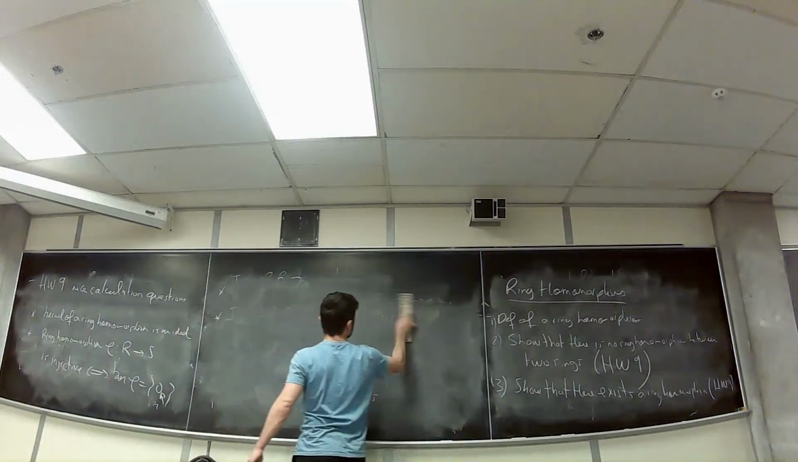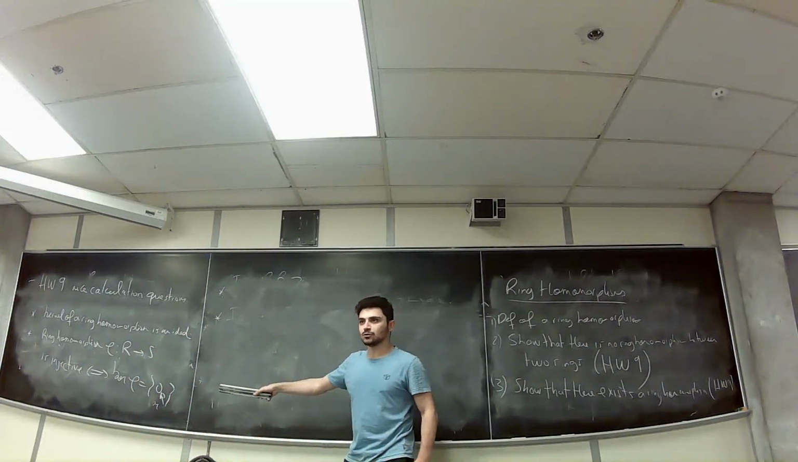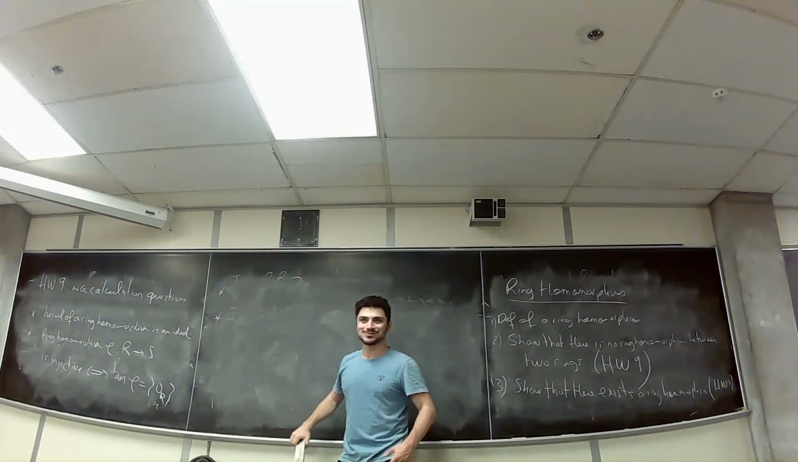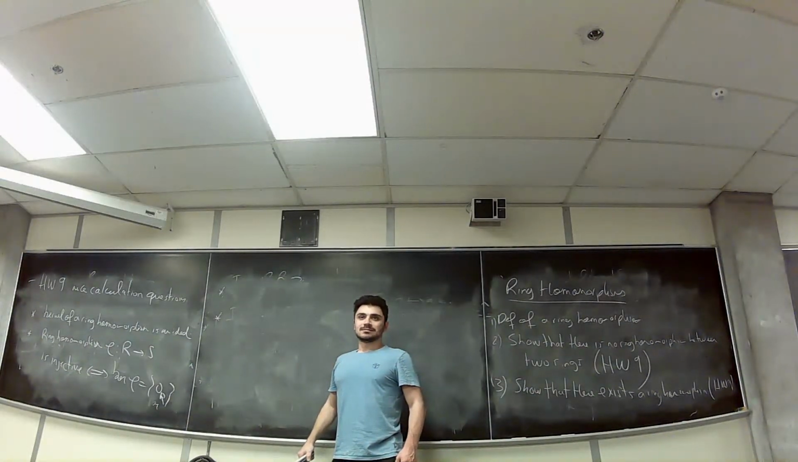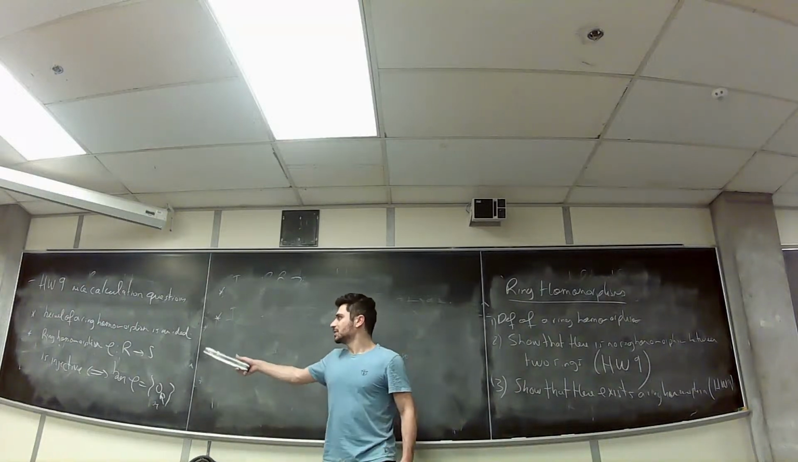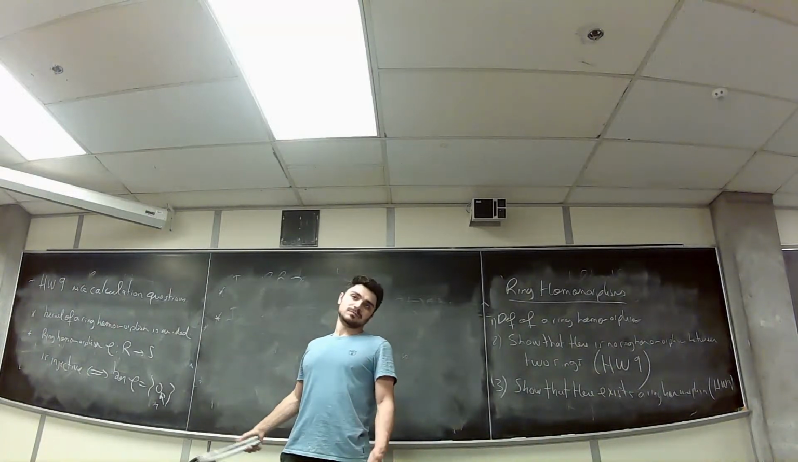But if I ask to show it for groups, you cannot do it for rings and then show it for groups. Is there anything additional you need to say for groups? Can you just say it's been proved for groups? Exactly.